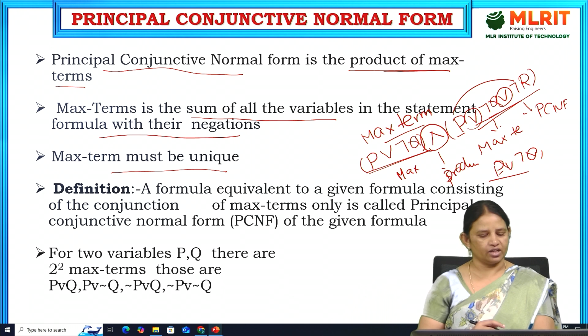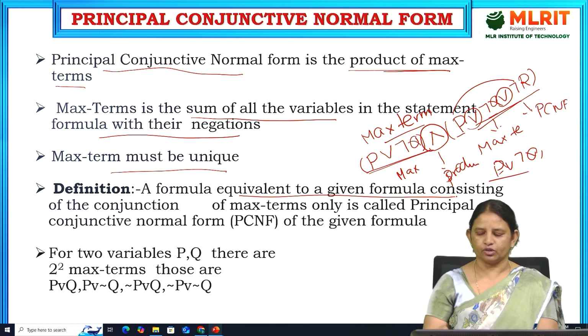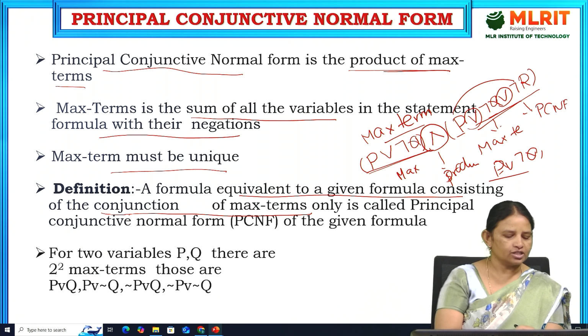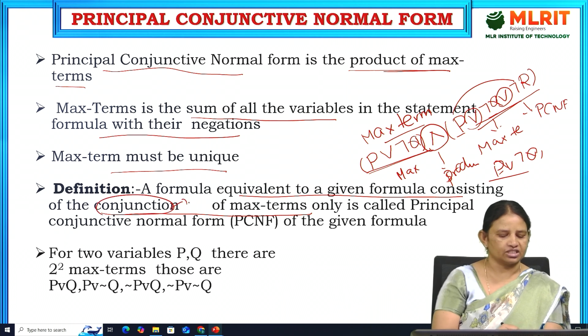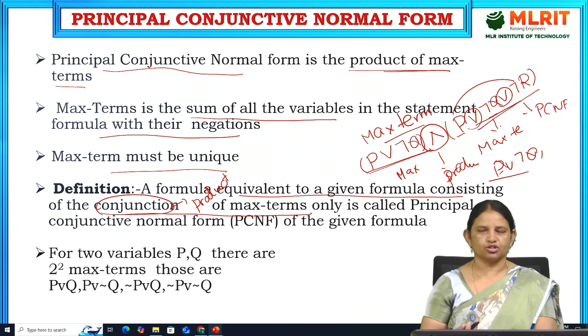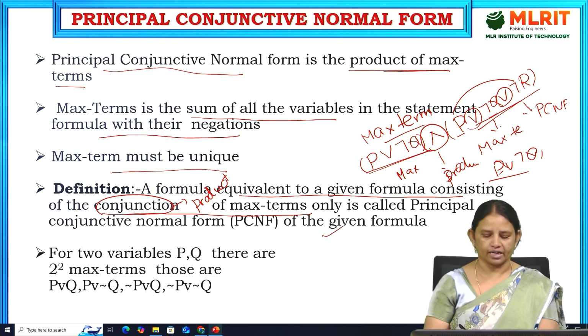What is the definition? A formula equivalent to the given formula consisting of a conjunction. In the place of product, we can use conjunction, and in the place of conjunction, we can use product. Either a conjunction of max terms or a product of max terms is present in the statement formula. Then we can call it a PCNF.